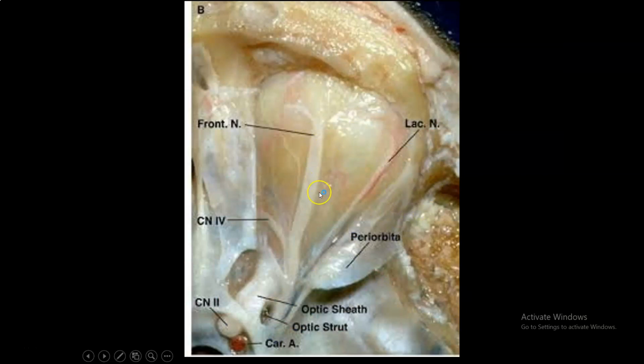Again, this is a view from above. After removing the roof of the orbit, you always find three nerves under the periorbita. One in the midline is the frontal nerve, a branch of the ophthalmic division of the trigeminal, V1. Laterally, there is a branch going to the lacrimal nerve, supplying sensation to the lacrimal gland, and it is also a part of V1. And the trochlear nerve passes medially, supplying the superior oblique muscle from the outer surface. These nerves are seen under cover of the periorbita. So on removing the periorbita, you will find these three nerves.